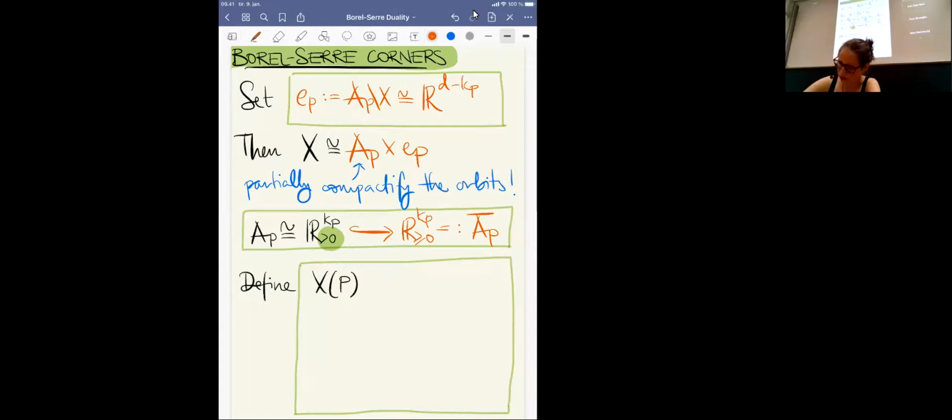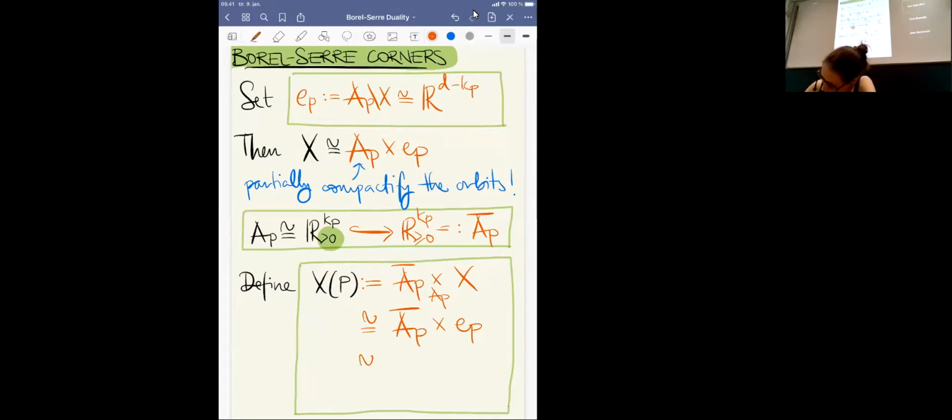To do this, we proceed as follows. We define the corner associated to P, denoted XP, as follows. We take AP bar product X. We have a diagonal action on this by AP. So we have AP acting on the left on X, and acting from the right on AP bar, simply along this inclusion. When we mod out by this action, we just get this Borel construction. And it turns out that this trivialization of X induces a trivialization of this Borel construction. So here we just get the product of AP bar and EP. This is what we wanted to do. We wanted to partially compactify each orbit.